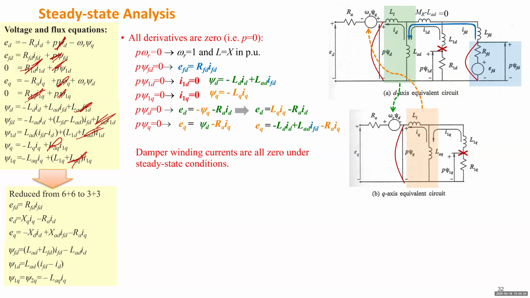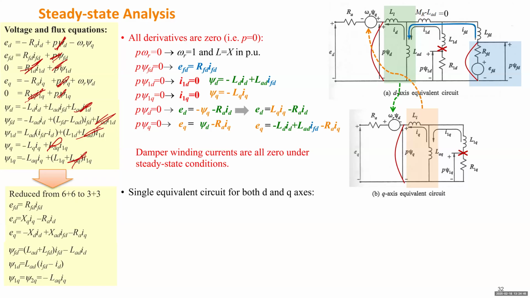And both sets of equations become algebraic equations, so they're not differential equations anymore. And damper winding currents are 0 under steady state condition. So now we have simpler circuits, but they are still presented as a separate D axis circuit and Q axis circuit.